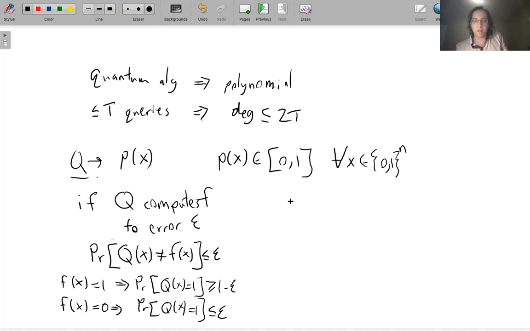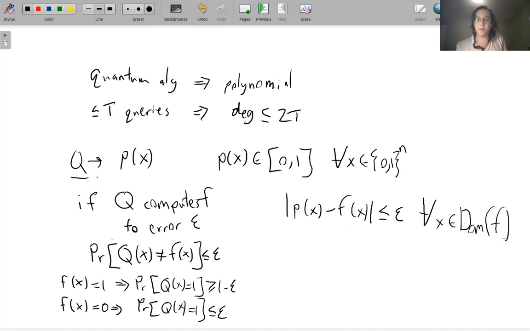So what we get here is that for the polynomial, because p of x is this probability that Q of x is 1, we get that p of x is within epsilon of F of x. So if Q computes F to error epsilon, then p of x minus F of x is at most epsilon in absolute value. So p of x is always within epsilon of F of x. And also p of x cannot exit the range 0, 1. This is going to be for all x in the domain of F.